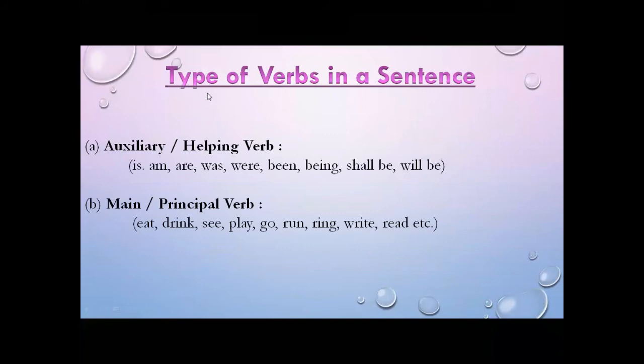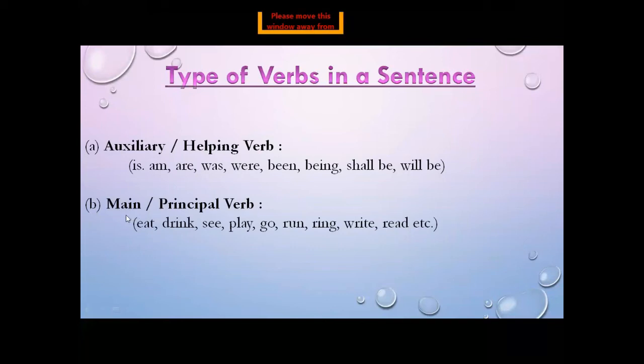Now, in a common sentence, there are two types of verbs. Number one, auxiliary verbs, or helping verbs. They are to be verbs, just like is, am, are, was, were, been, being, shall be, will be. They are all to be verbs, showing existence. So they are auxiliary or helping verbs. They are used in the passive voice sentences. Any of these auxiliary verbs is used in both active and passive voices. And number two is the main or principal verb.